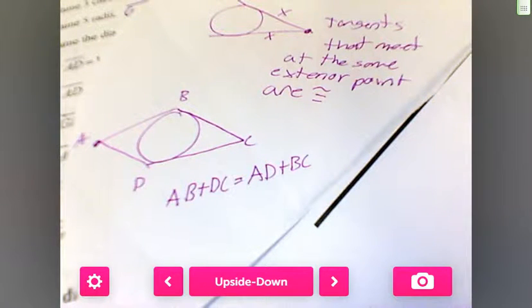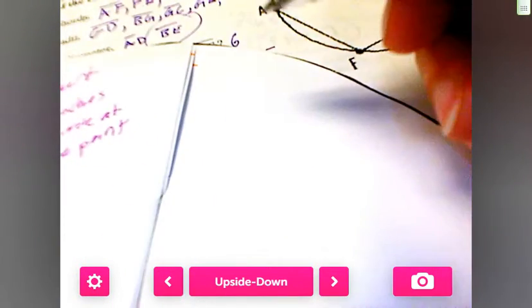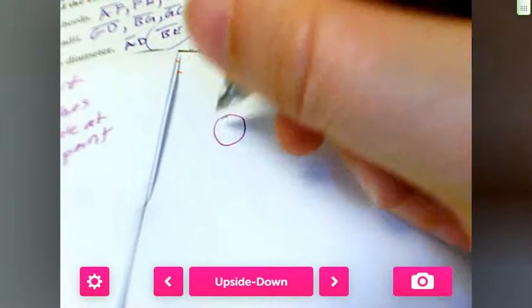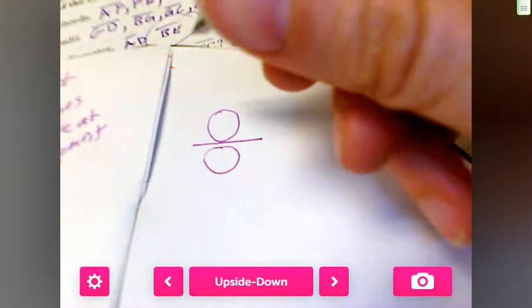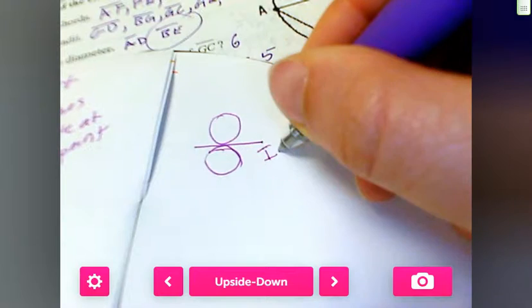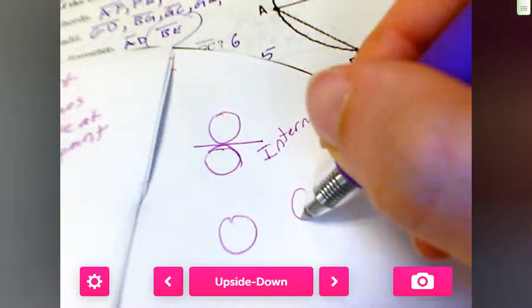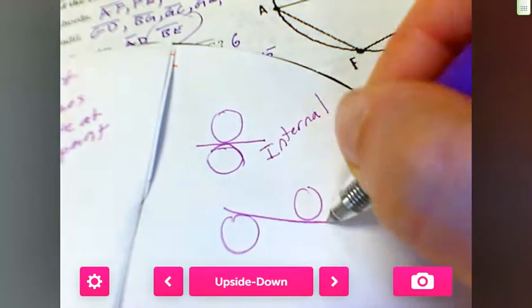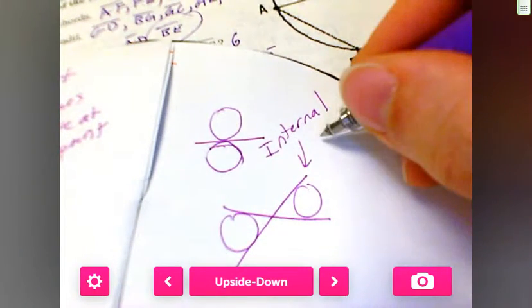Now, if we have two circles, they can share a tangent. So we're going to draw some pictures of those. I've got two circles. And they can share a tangent, they'd both be touching it. This is called an internal tangent. And you can also have two circles have an internal tangent going like this. They can share tangents. This is also an internal tangent.